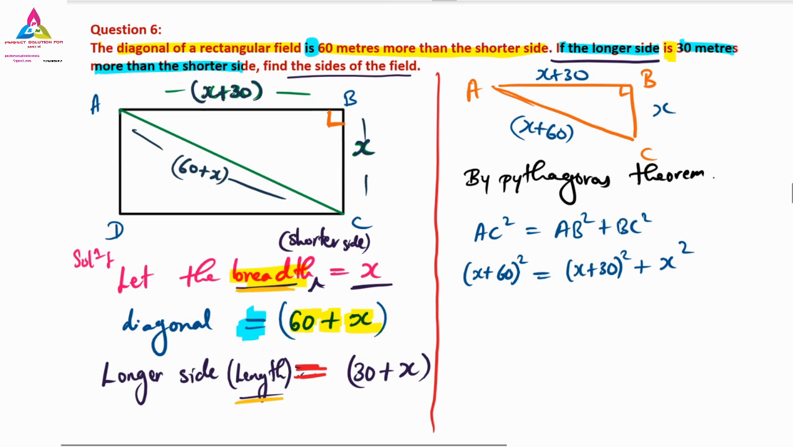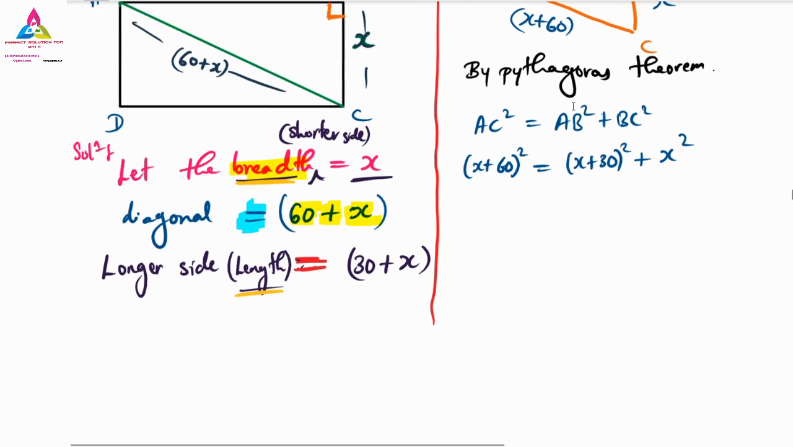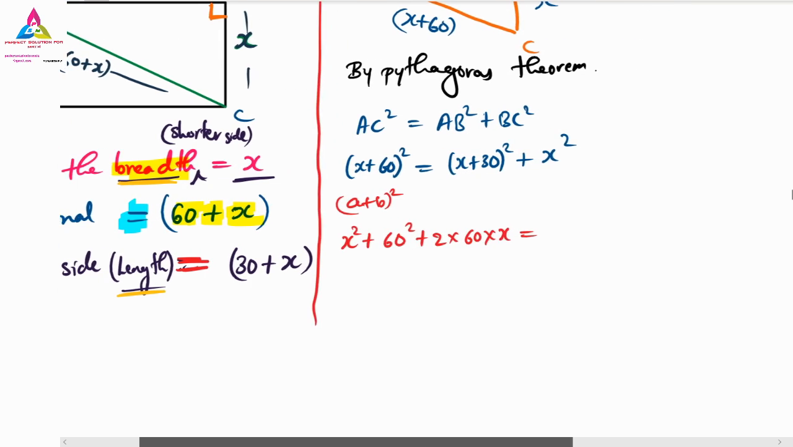So let us solve this quickly. Does anyone have a doubt in this? This is in the form of the a plus b whole square formula. So it is nothing but x square plus 60 square plus 2 into 60 into x, that is 2ab. Similarly, I will take that to the right hand side now.